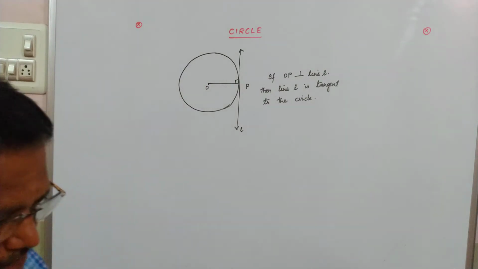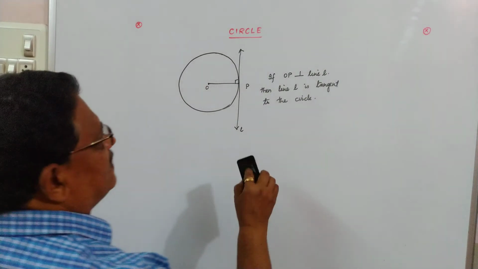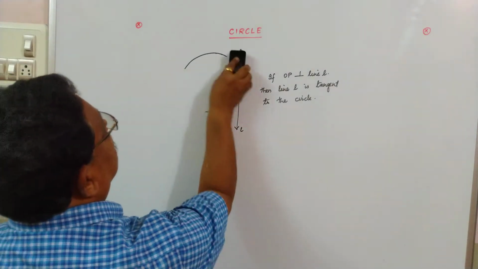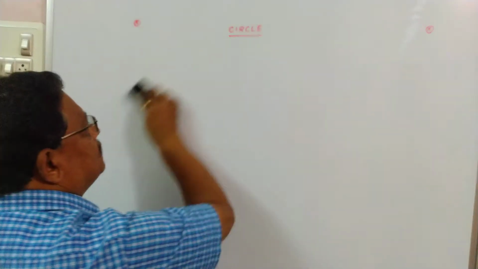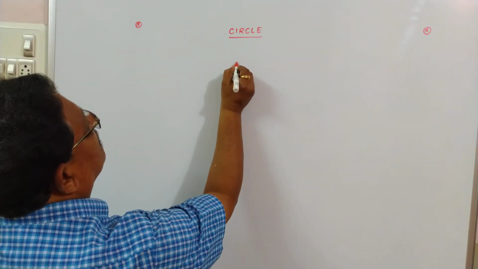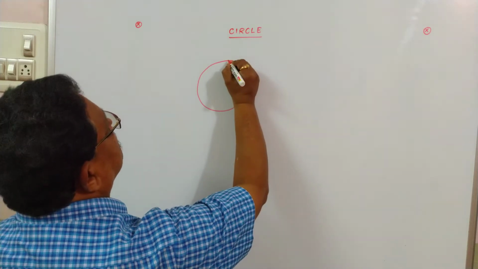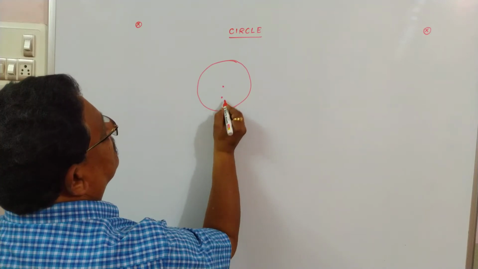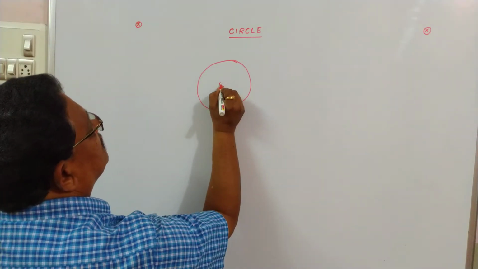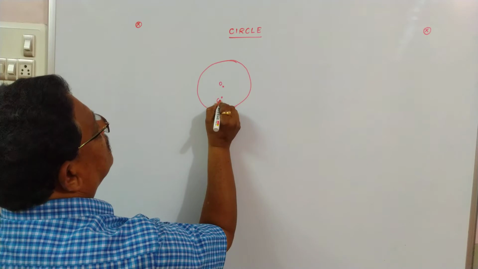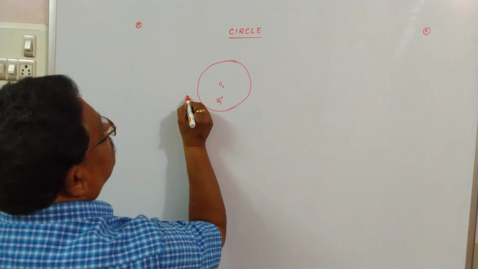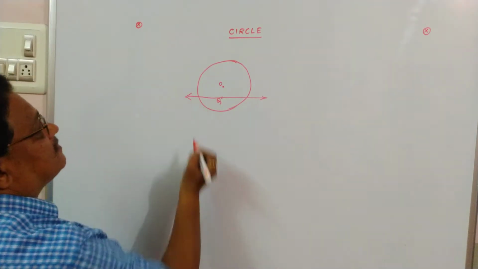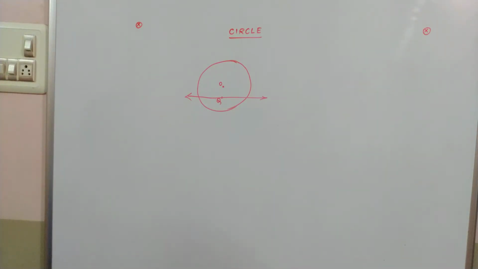Another important theorem which is connected with tangents and circle. To know this theorem, let us consider another aspect with respect to tangents and circle. If a point lies inside the circle, O is center of the circle, Q is a point. Through Q, I cannot draw any tangent. If a point lies inside the circle, no tangent can be drawn.